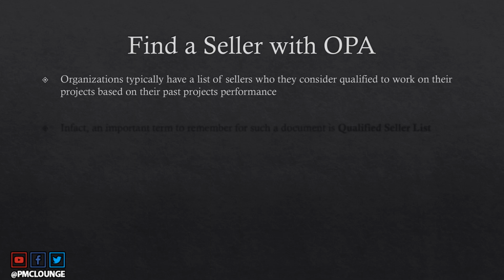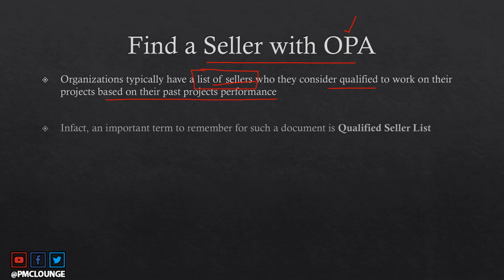So you can actually find a seller with your organizational process asset. Organizations will typically have a list of sellers who they consider qualified to work on their projects based on their past project performance. So the organizations have a list of sellers, and this list is what I was talking about. It is known as a qualified seller list, and this is the concept that I was talking about. So this document, the list of sellers, is known as the qualified seller list, which is an important term that you should remember.